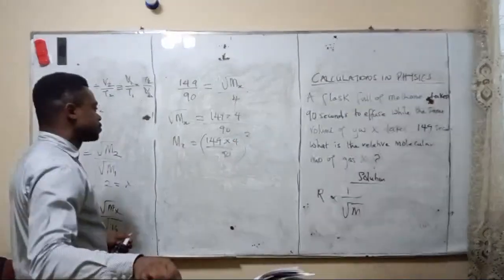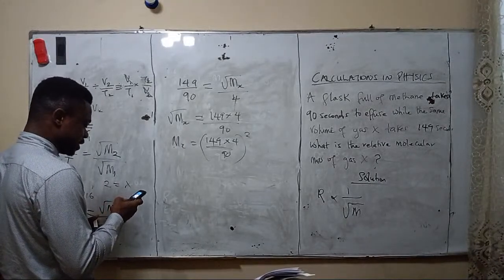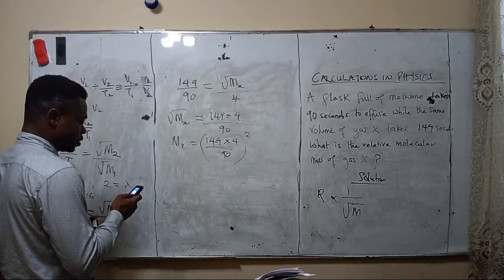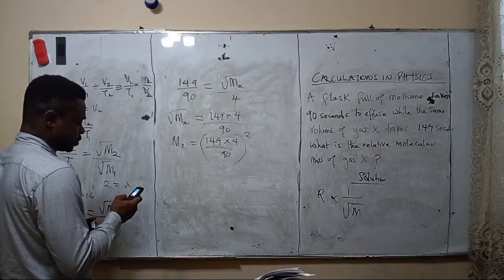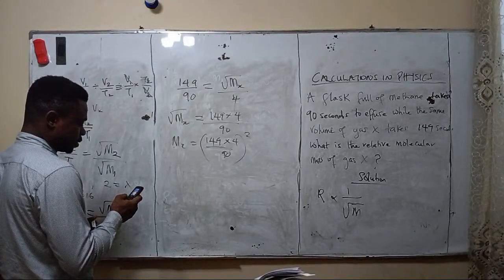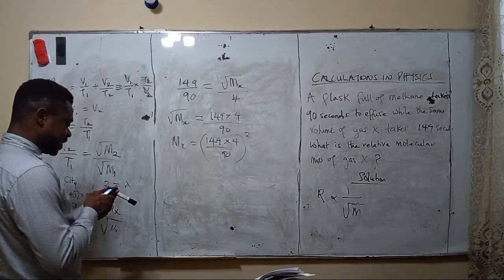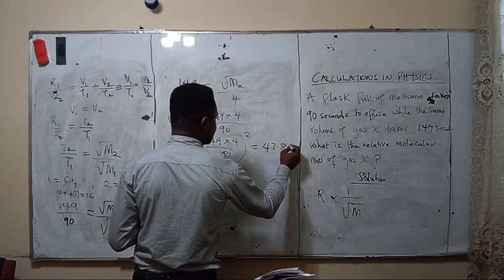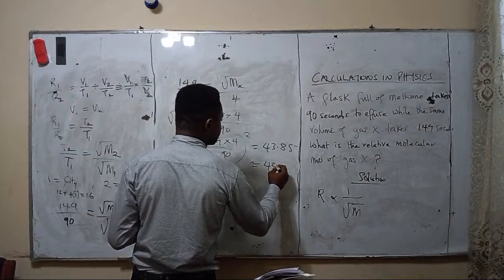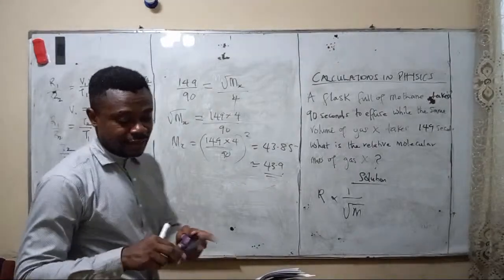So if we now calculate this, we have 149 times 4 divided by 90, which is 6.6222222, squared, which gives 43.85. Approximately 43.9. So the relative molecular mass of gas X is 43.9.